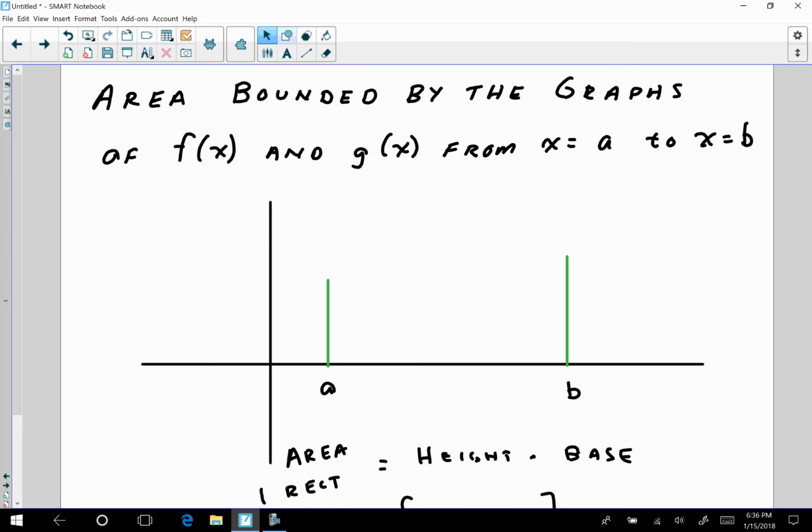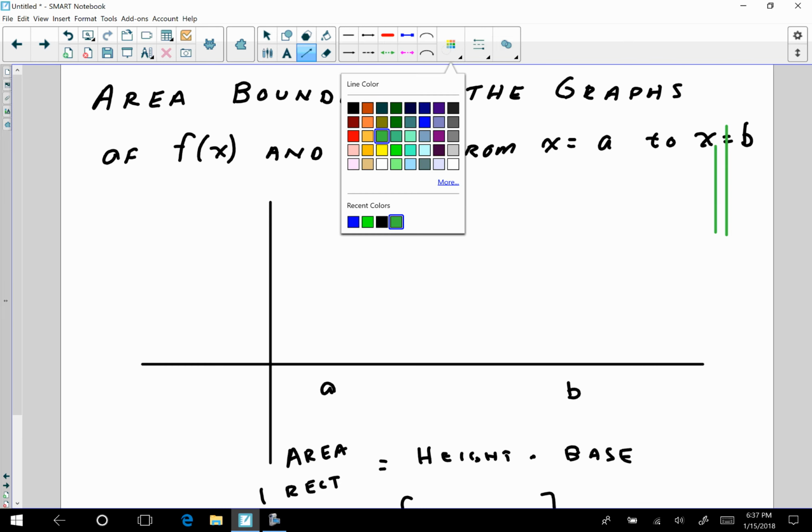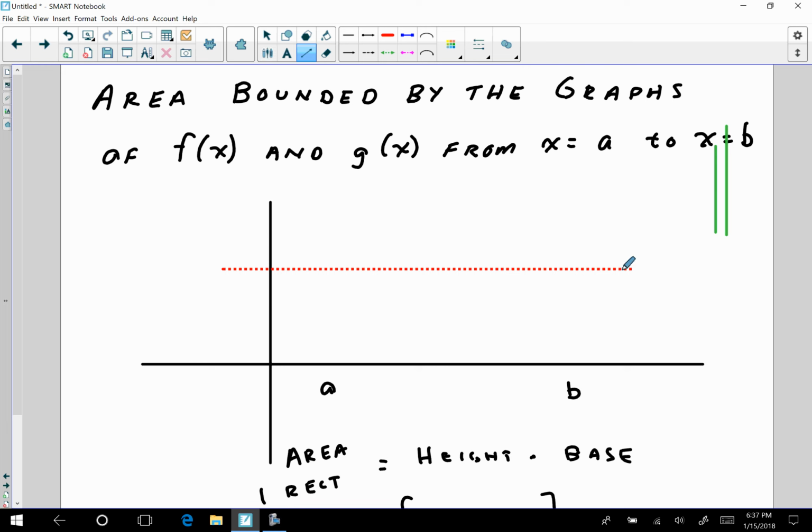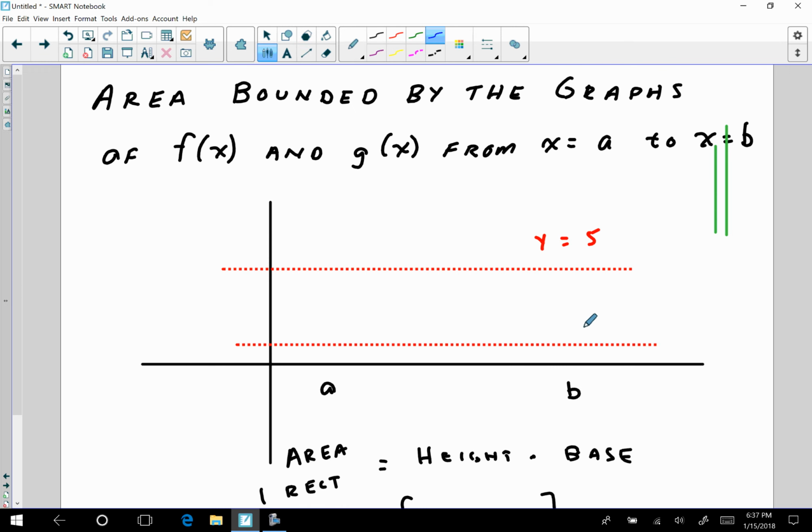I'm going to pull these guys out of there just for a moment. And I'm going to do a couple of constant functions, if you will. We'll let that guy be, I don't know, let's let that be y equals 5. And let's do another constant function, and keeping with the same notation, let's let that one be y equals 2.